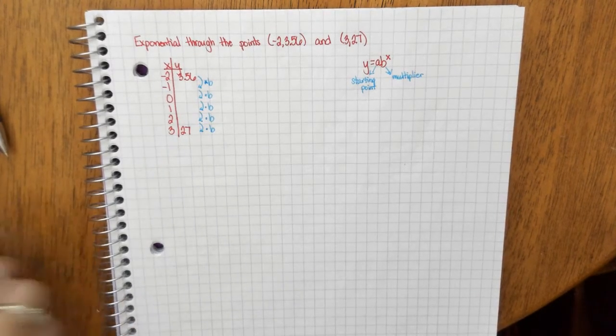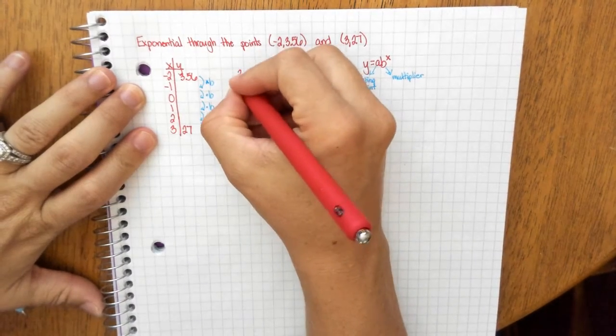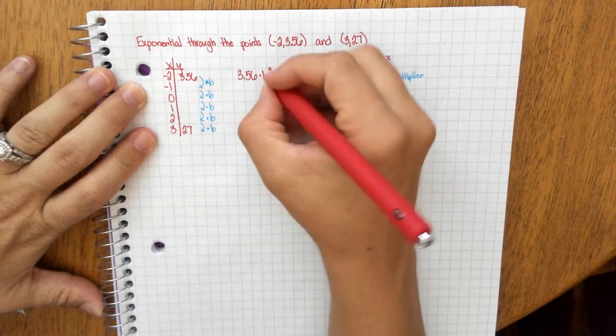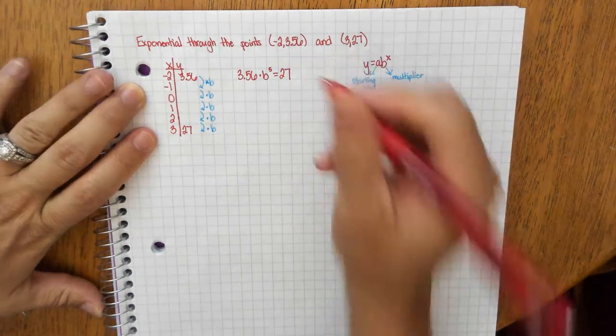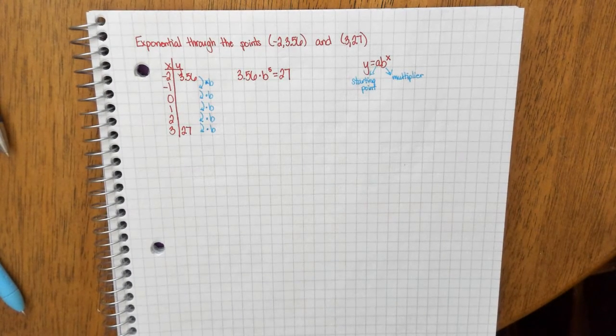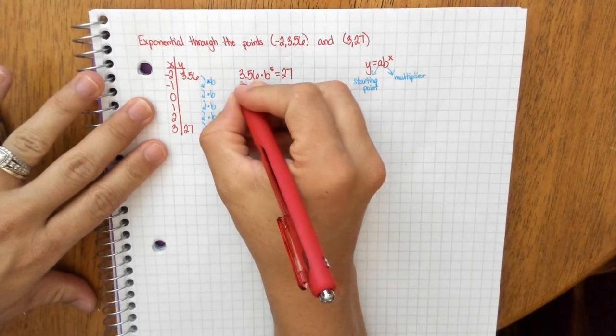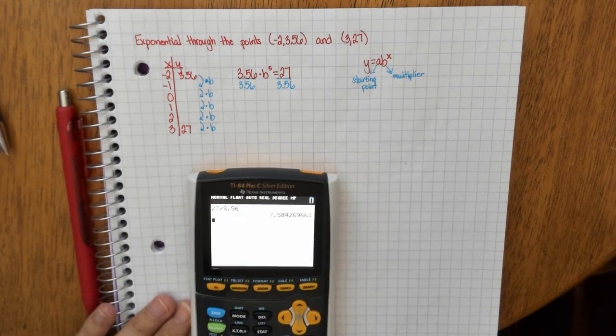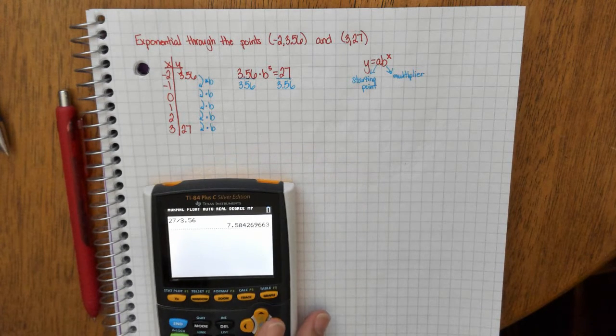So the way this helps us is basically we would do 3.56 times b to the 5th, because I'd multiply 5 b's together, and that's when I end up at 27. And I'm going to solve that for b. So you divide both sides by 3.56. So 27 divided by 3.56, 7.58 or 7.6, we can round it.